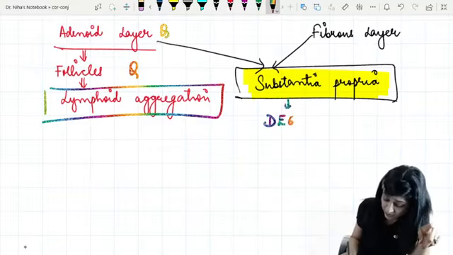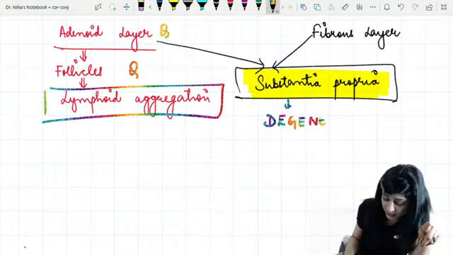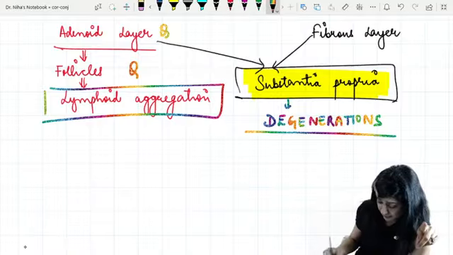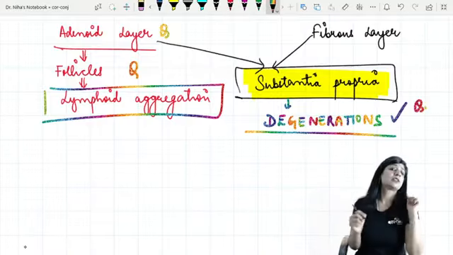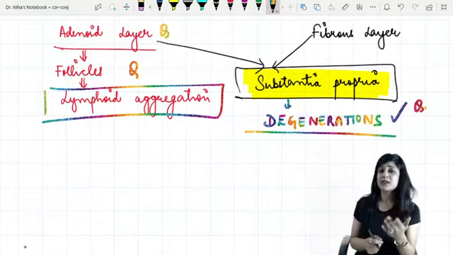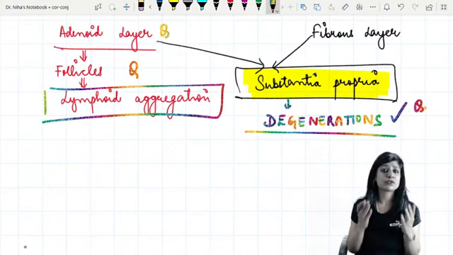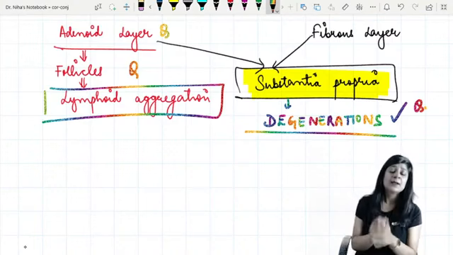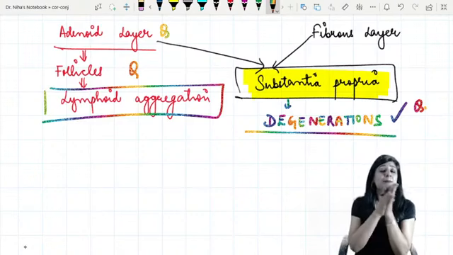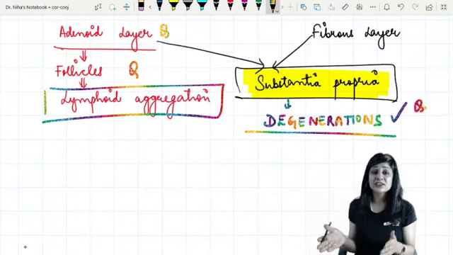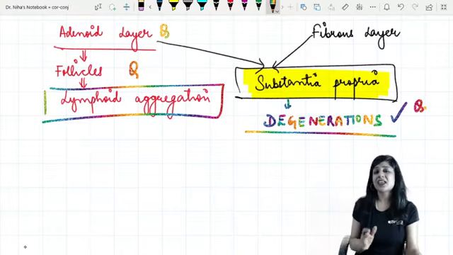And mind you, a very important topic for your examination. I think no examination is completed in the FMG without asking about conjunctival degenerations, and sometimes they ask you 3 questions from the conjunctival degenerations. So the conjunctiva, the parts of conjunctiva, the different layers of conjunctiva, and their significance is very clear.